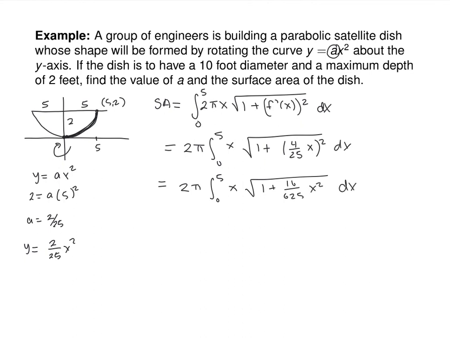And from there, it's going to be a little bit tedious, but I think that you can get it. As in, you can do a u substitution for the 1 plus 16 over 625 x squared. And it's not going to be pretty, but it's not going to be awful either. In the end, you get this is approximately equal to 90.012. And since it's an area, it's going to be square feet.